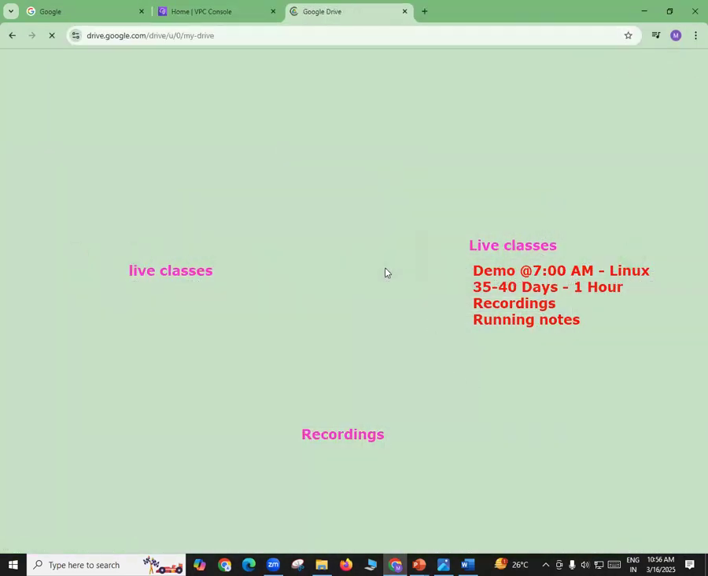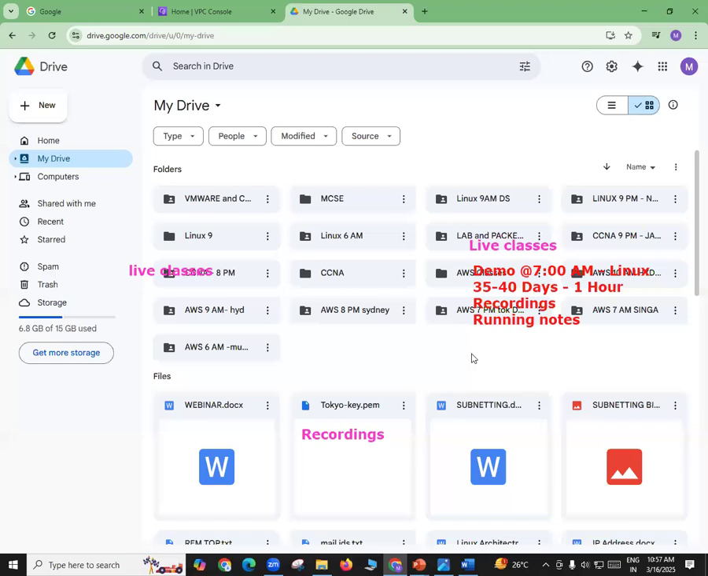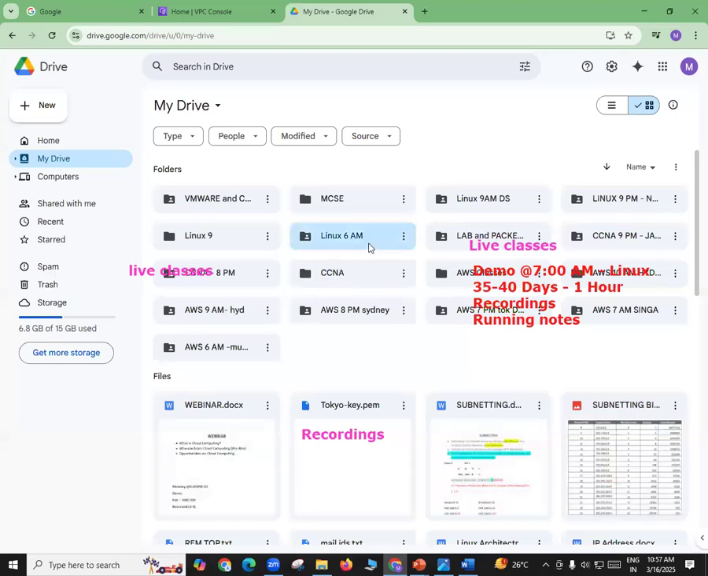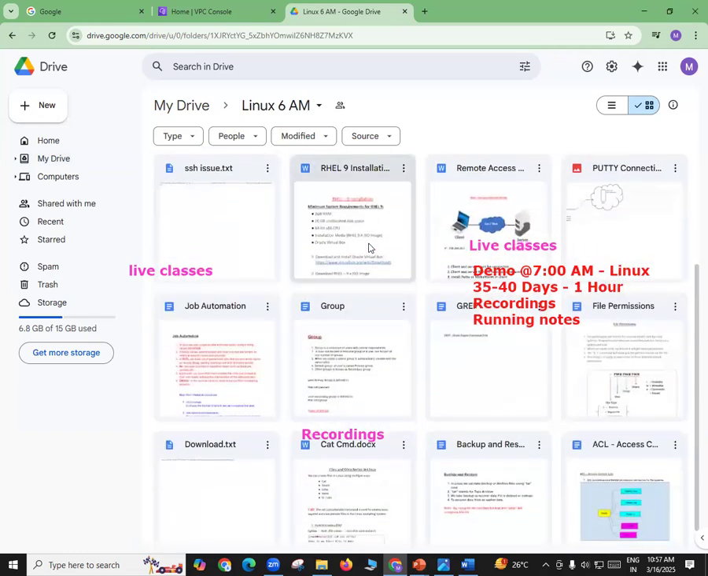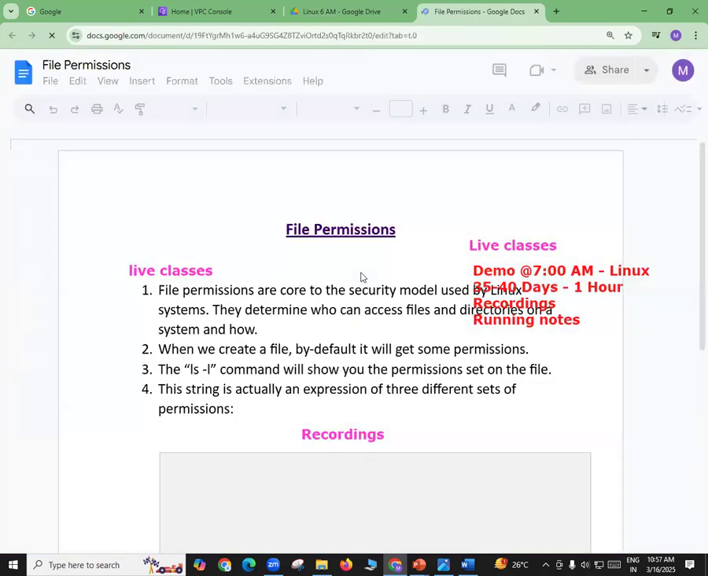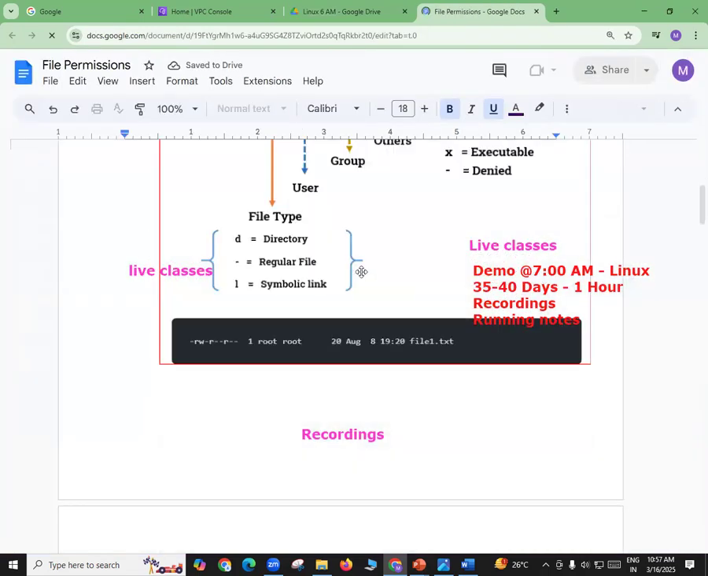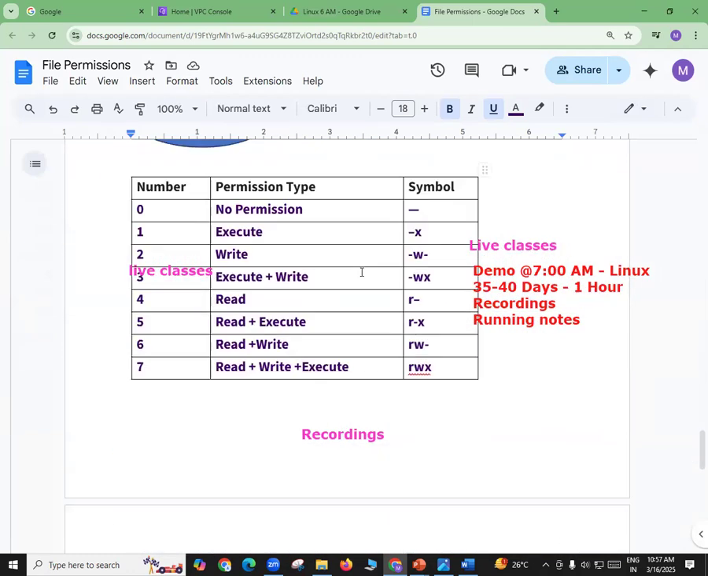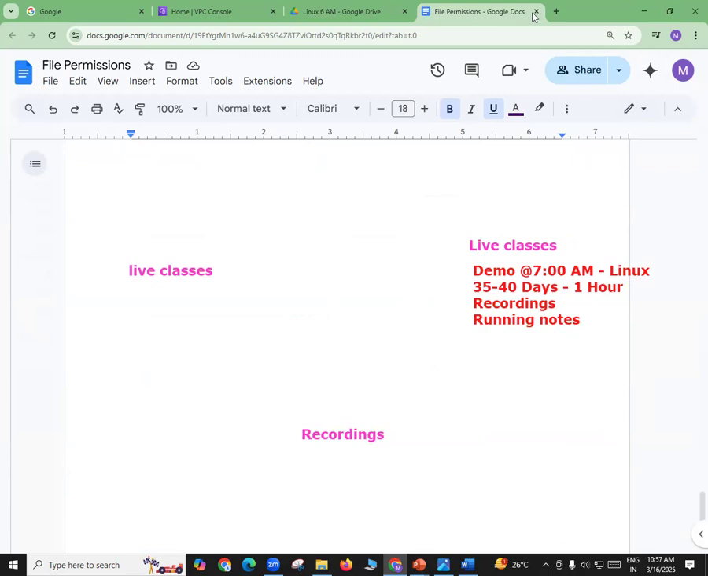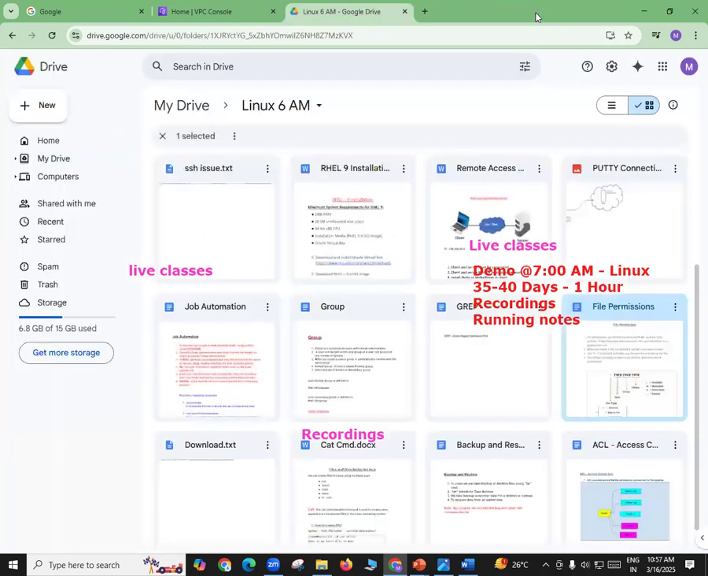Let's say, for example, these are some of my previous batches. Let's say the 6 a.m. batch, Linux 6 a.m., which is already running there. So I just need to share the running notes with you like this. Whenever I go with a particular topic, I'll share these notes with you so that it will be easy for you to go through them, and practically also it will be easy for you to practice everything. Okay. So running notes, I'll share with you directly through Google Drive.